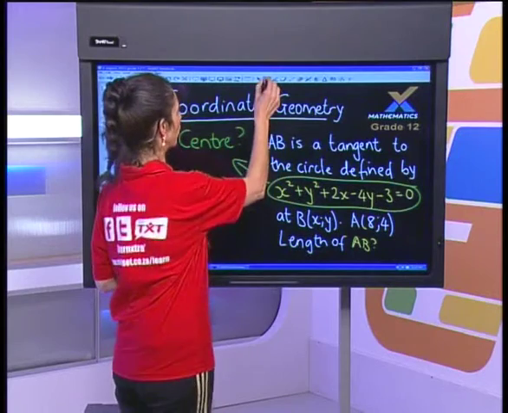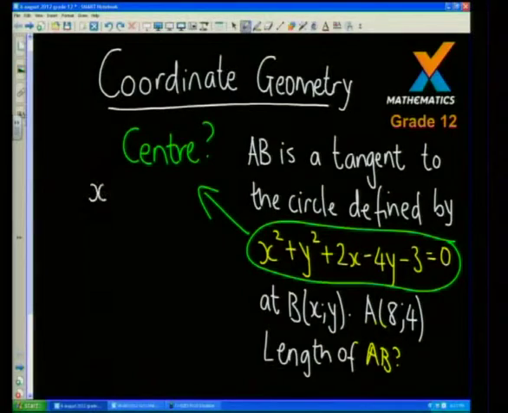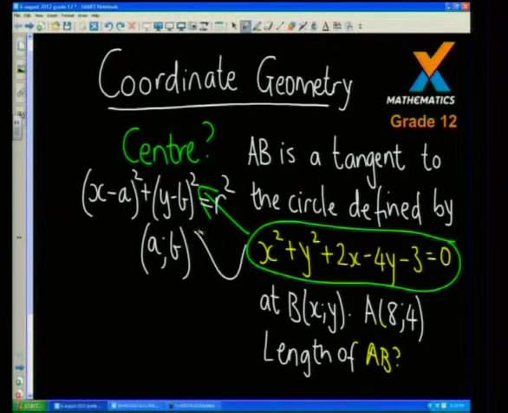Okay, there is a formula on your formula sheet that says that my center will be extracted if I've got the equation in this form. Okay, so I've got to have a squared bracket in x minus a, a squared bracket in y minus b, is equal to r squared. Then I can extract the center as being (a; b). So I want to be able to do that. So how do I now get this into that format?